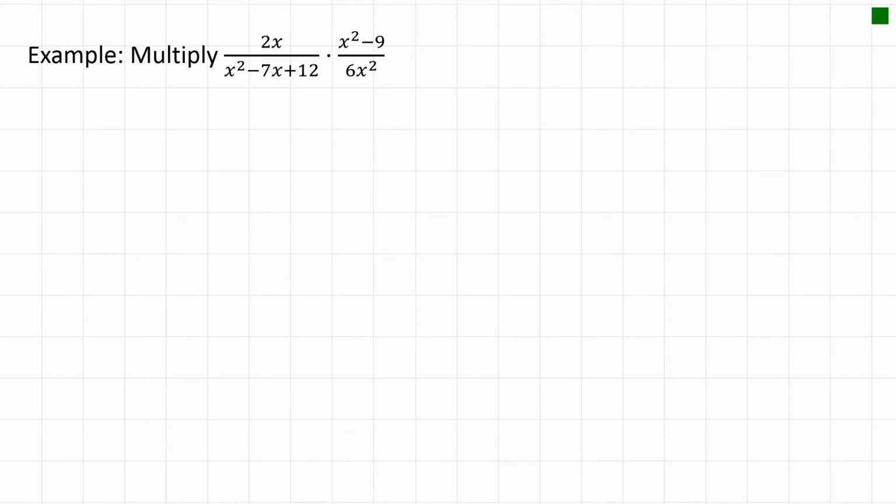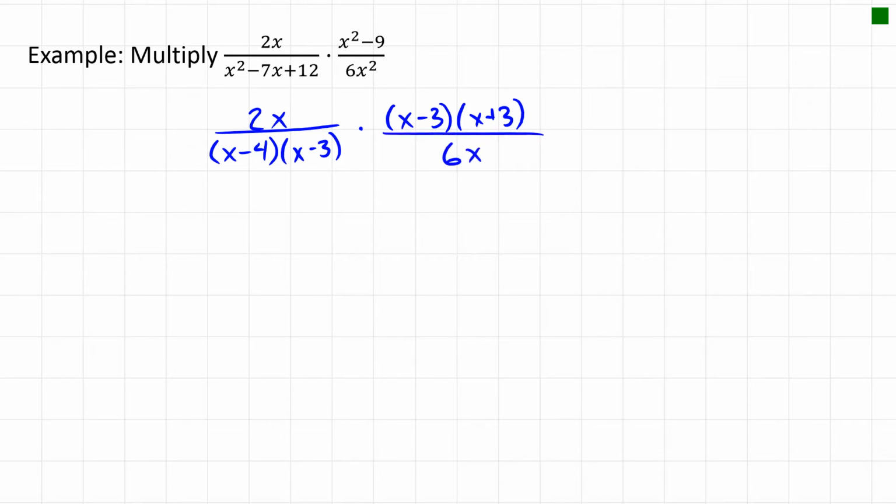So here we go. We're going to try to multiply these two rational expressions, which means that we just want to know what we can cancel, right? It's that simple, just like multiplying fractions. So factor what we can. On the numerator of the first fraction, there's nothing to do, but in the denominator of the second, we can factor this to be x minus 4 times x minus 3, and x squared minus 9 is a difference of squares, so that would be x minus 3 times x plus 3. And in the denominator, nothing to factor, so that's 6x squared.